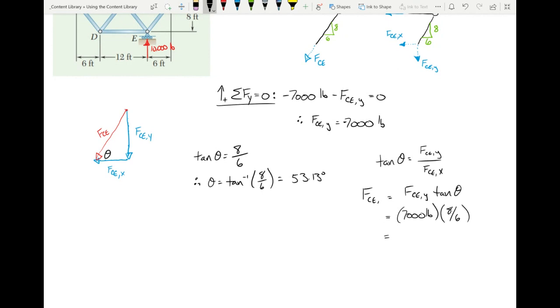I did that backwards. Sorry. This is Y. That's X. So this is 7,000 pounds is FCE X times 8/6. See, I have a much simpler way of going about this without using the trig, but I kind of want to introduce you to the trig first because it's probably what you're most familiar with. So therefore, FCEX is, if I take 7,000 divided by 8 over 6, I get 5,250 pounds. Okay.